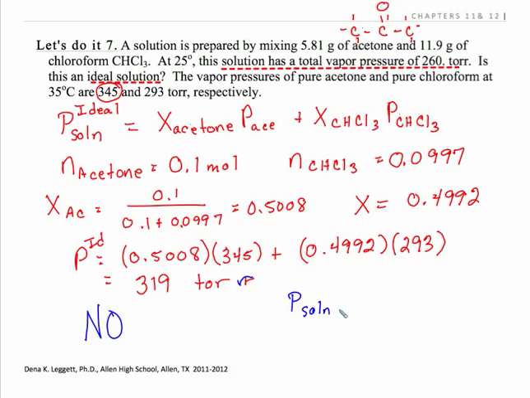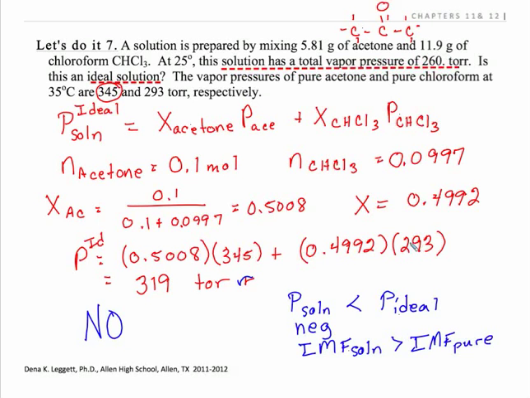And since my pressure of my solution is greater than the ideal pressure, I must have a negative deviation, which means that the intermolecular forces involved in this solution are greater than what those intermolecular forces were as pure substances. So that's how we would do Raoult's law.